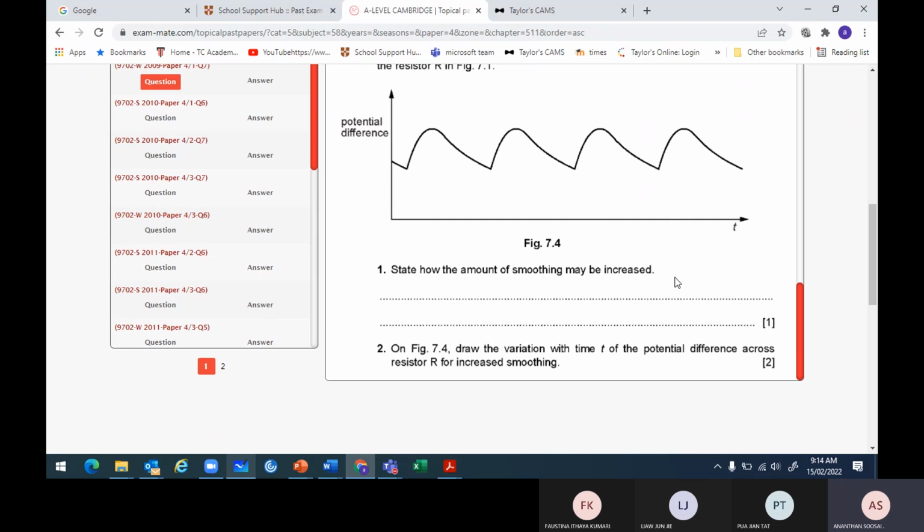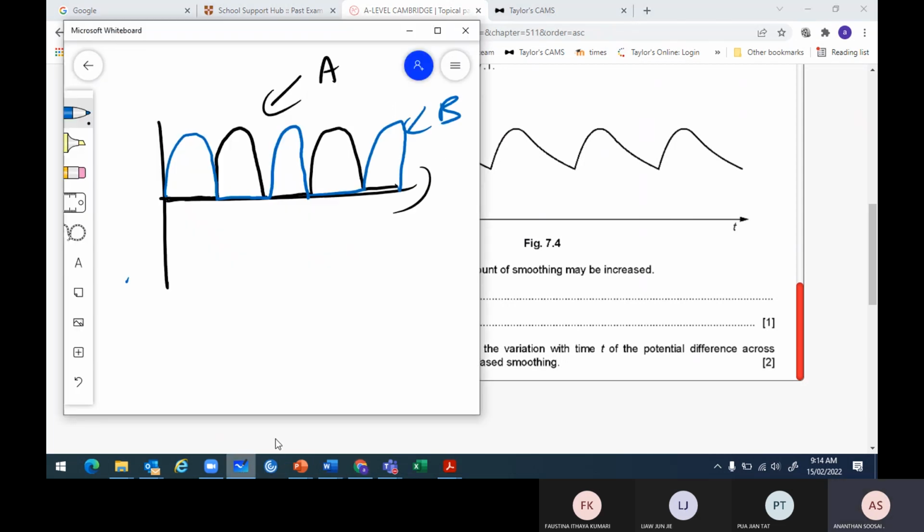One mark: increase the capacitance. What's the reasoning you can tell? Let's say it's a 2 marks question. Why increasing capacitance? It's better smoothing. So how are you going to explain? Based on what formula? C equals change of Q over change of V. So change of V is change of Q over C. Rearranging, the capacitance is inversely proportional to the voltage change across the capacitor.